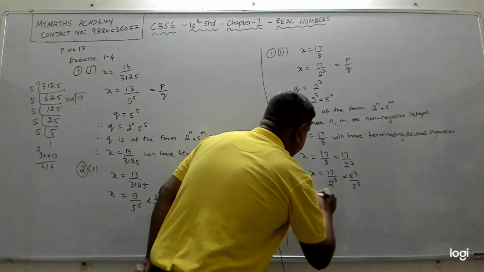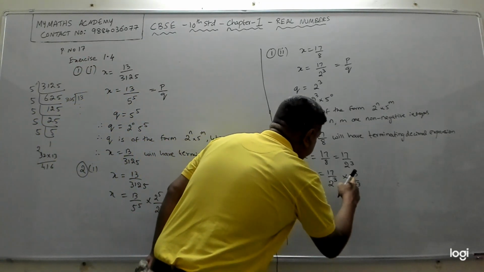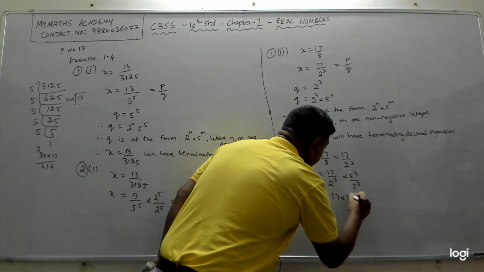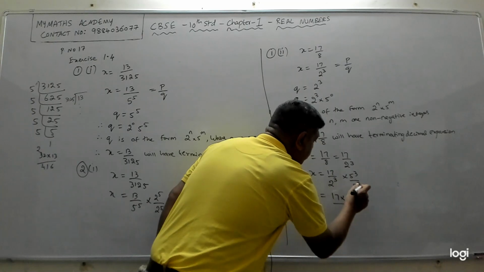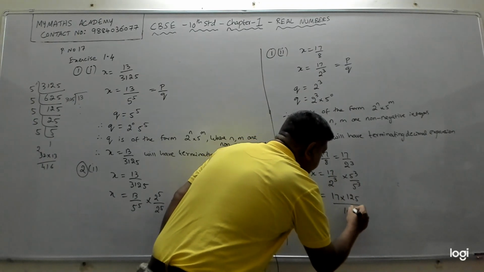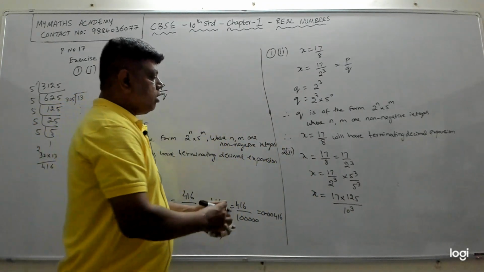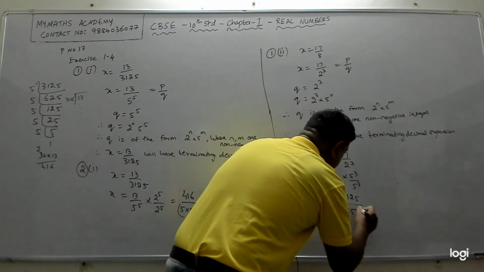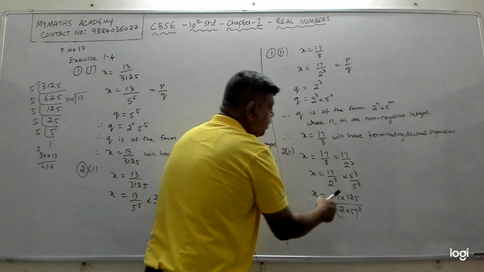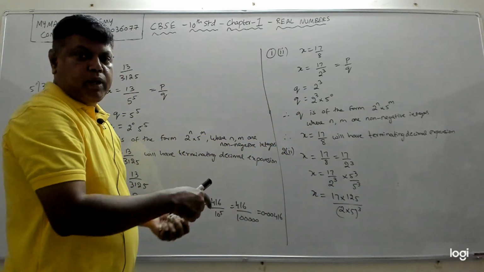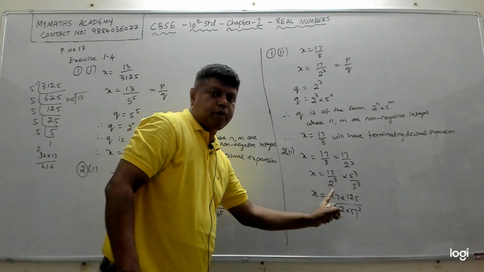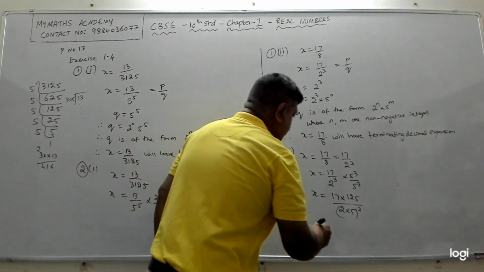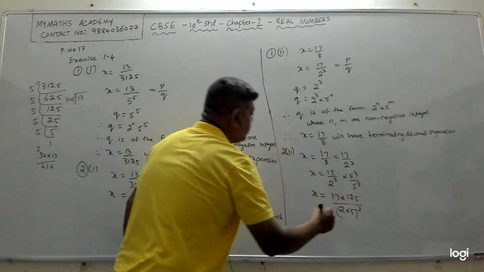Now what happens? My x becomes 5 cube into 17, that is 17 into 5 cube is 125. Here 2 cube into 5 cube will become 10 cube, or you can write it as 2 into 5 the whole cube. So don't convert this into 8 and this into 125. You will get the same value, but it's better to keep it as 2 into 5 whole power 3, because it will become 10 power 3. That is easy.